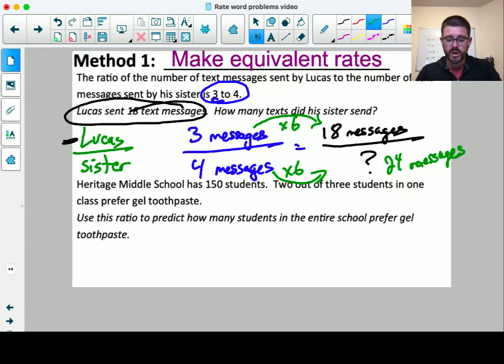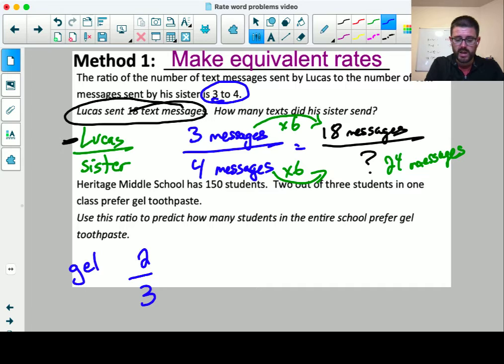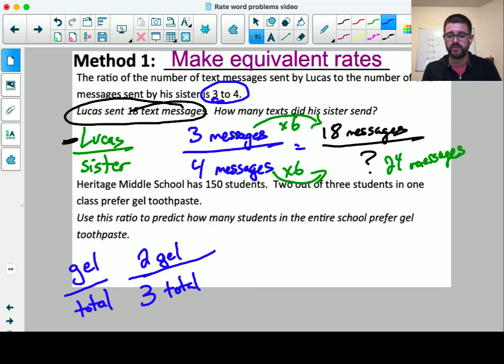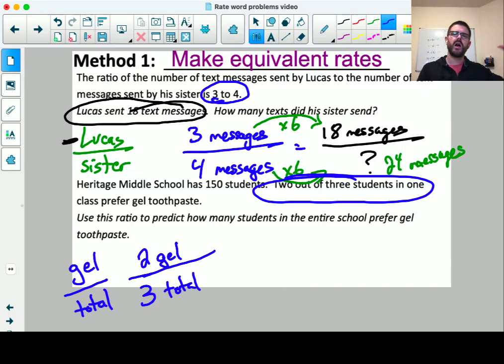Heritage Middle School has 150 students. 2 out of 3 students in one class prefer gel toothpaste. So we have 2 out of 3, 2 prefer gel out of 3 total students. So our units are how many like gel toothpaste out of how many total students. So 2 like gel over 3 total. So I would just start with the information. And the key is it always comes in one sentence. So it's never a little bit of this one and a little bit of this one. It's always what came together.